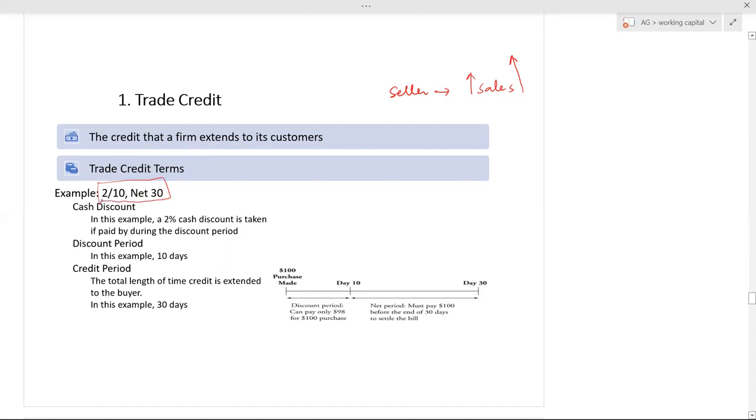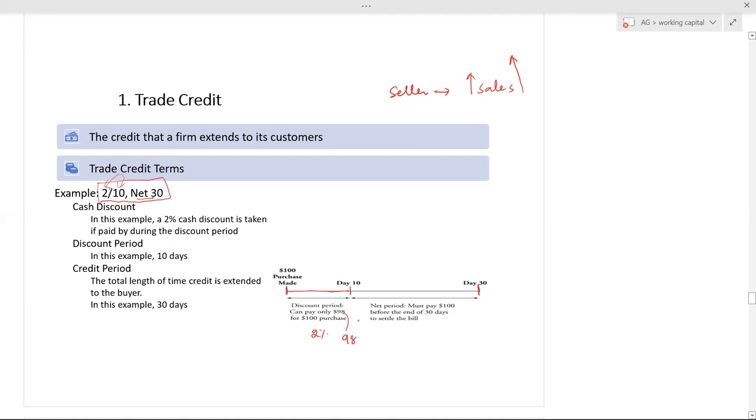Net 30 means the total duration for the credit is 30 days. But if you want to pay it in 10 days, the customer will get a discount of 2%. So just look at this timeline. The total duration is 30 days. The purchase is made, 100. So if you pay in 10 days, you get a discount of 2%, so it means you are going to pay 98.